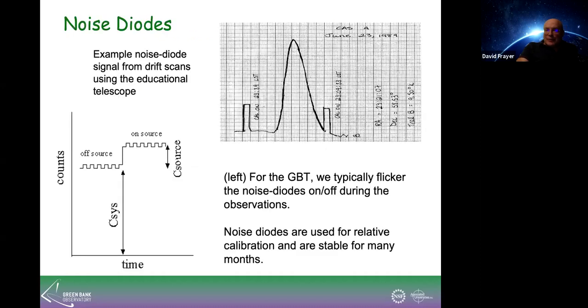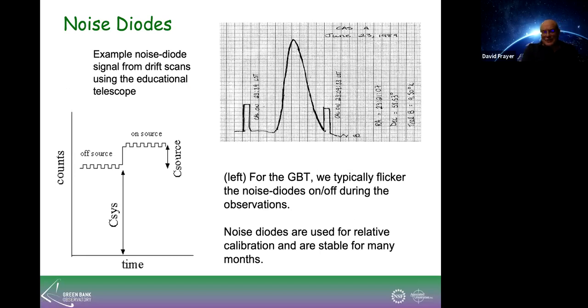For example, this is data from back in '89, which goes back a while, from our educational telescope. What they do there is you're scanning across something. It's a transit telescope, so they're waiting for something to come across the sky, and you flicker the noise on. The source goes over, and then afterwards you turn the noise on again. You know how bright this signal is. If you know how bright that signal is, you can estimate how bright your target source is.